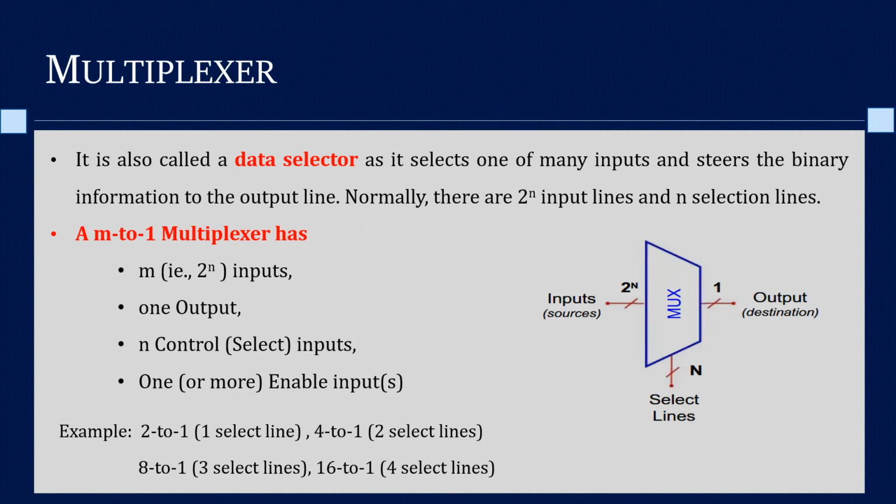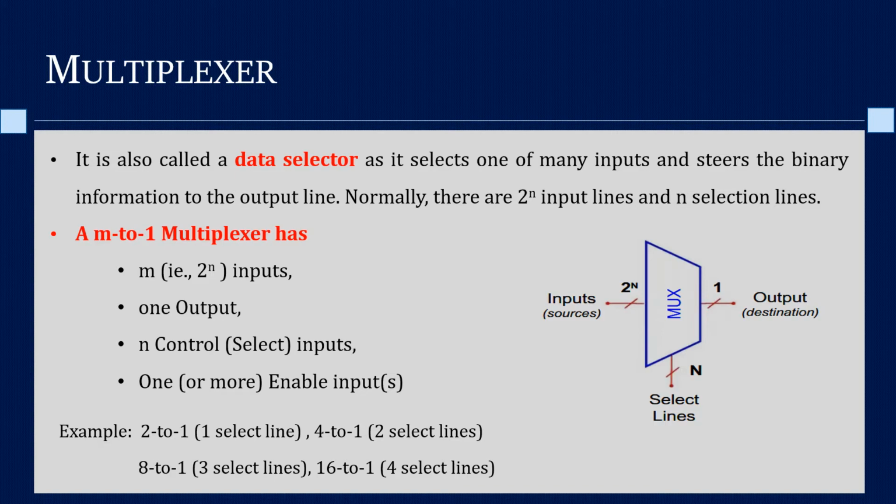A multiplexer can also be called a data selector because it selects one among the many inputs and that one will be steered through the output line. It selects one of the many inputs and steers this binary information through the output line. Normally there are 2 raised to n input lines and n selection lines. So a multiplexer has 2 raised to n inputs, n select lines and 1 output line, and it may have one or more enable inputs also.